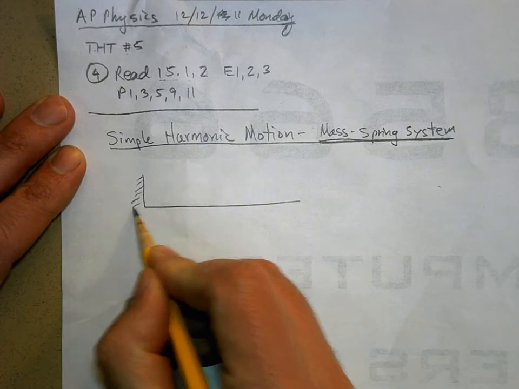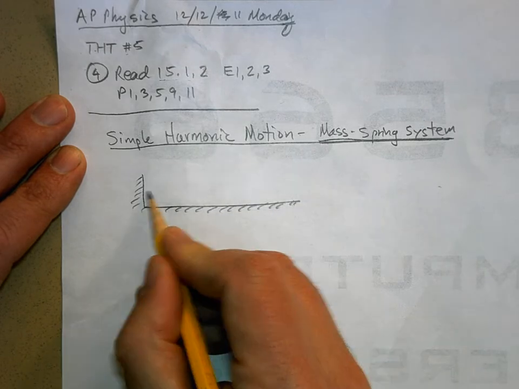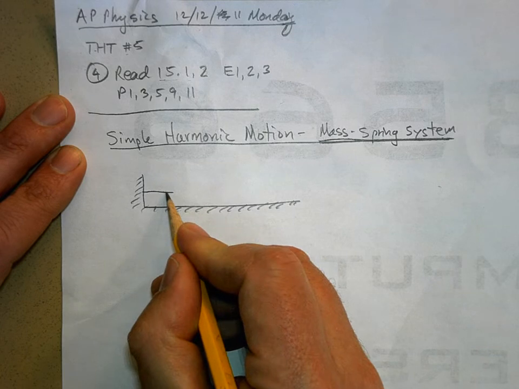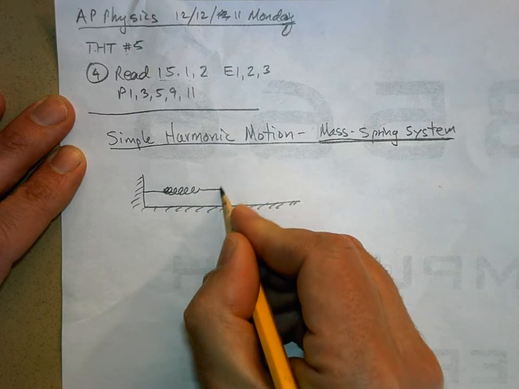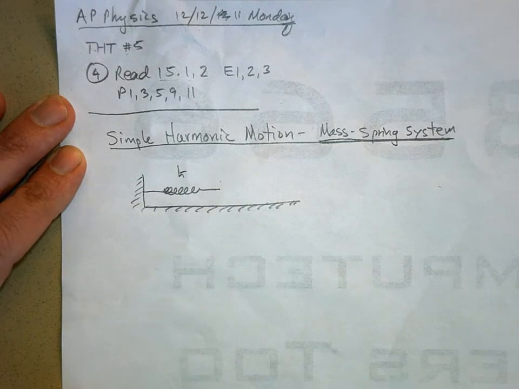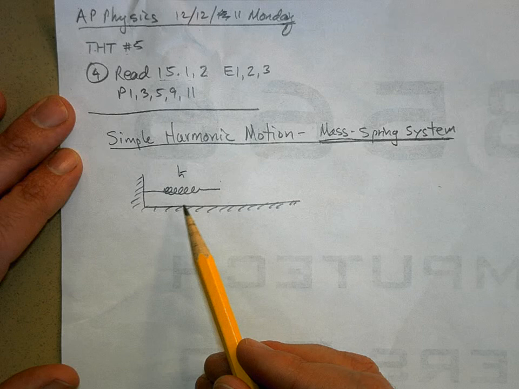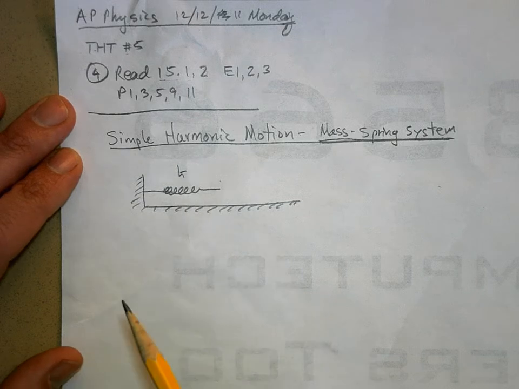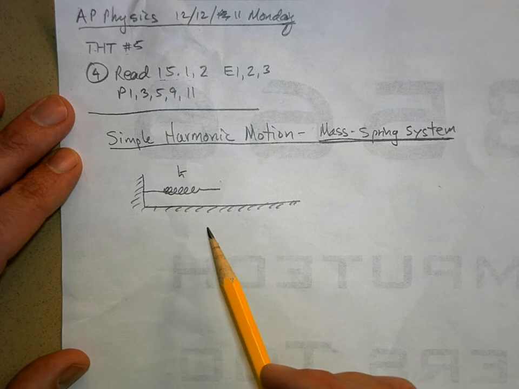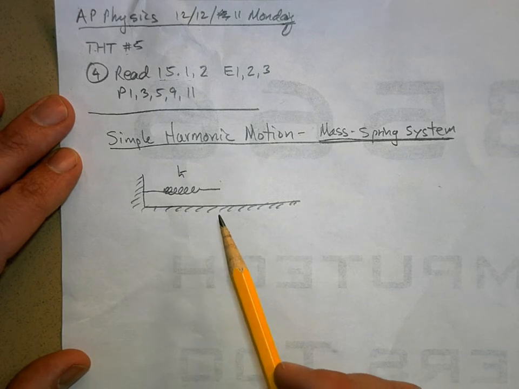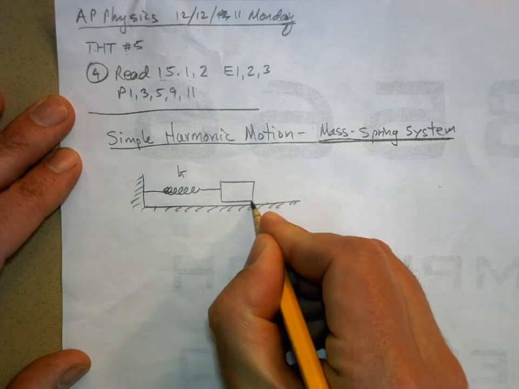Here's a frictionless surface like this, and here's a spring, and it has a spring constant of k. Remember what the spring constant means. It's how many newtons of force you need to stretch it 1 meter or compress it by 1 meter. And again, that's a ratio. So most springs you can only compress a few centimeters, but you can still put that in terms of meters. Now, here's our mass.